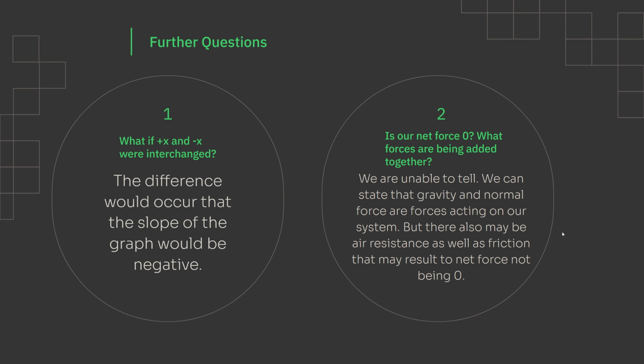Further questions. 1. What if plus and minus x were interchanged? Not many issues would occur, but the only difference is that the slope of the graph would be negative. 2. Is our net force equal to 0? What forces are being added then? We are unable to tell. We can state that gravity and the normal force are forces acting on our system, but there may also be air resistance as well as friction that may result in a net force not being 0.